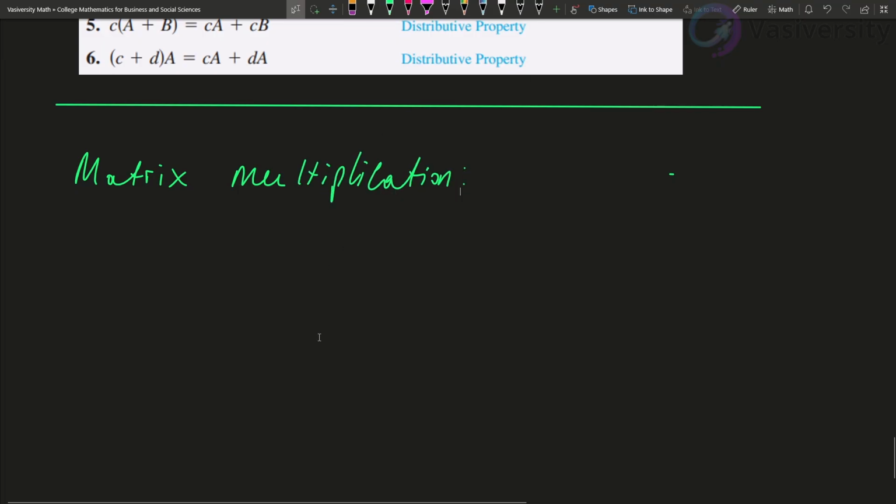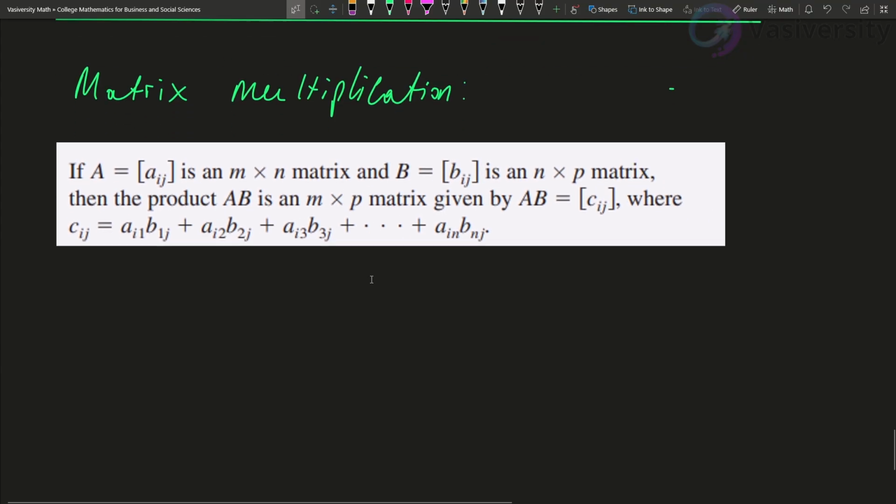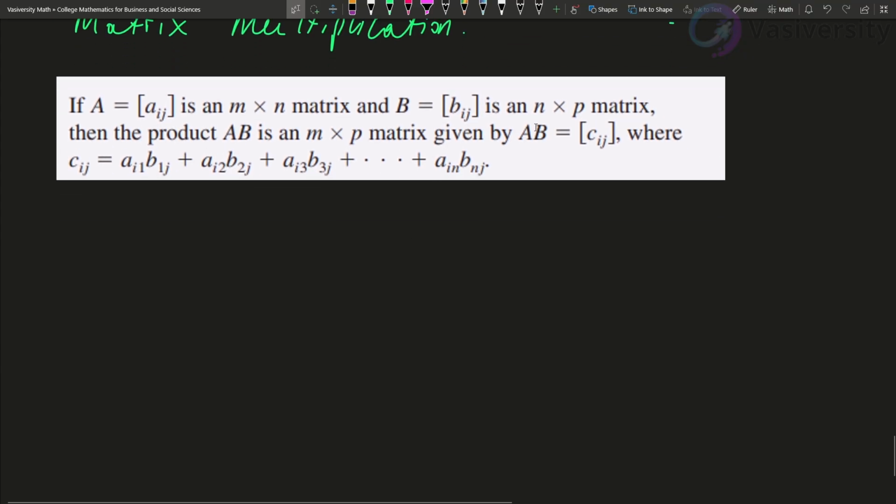So if A is an m by n matrix and B is an n by p matrix, then the product of A by B is going to be m by p. It is a matrix given by the following, where Cij will be as follows, multiplication and addition. This one is quite tricky, and it's probably better if we take a look at the example.